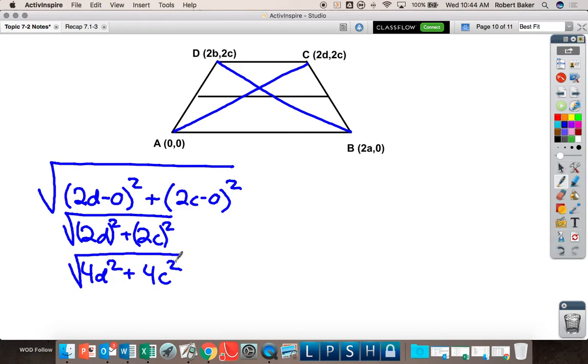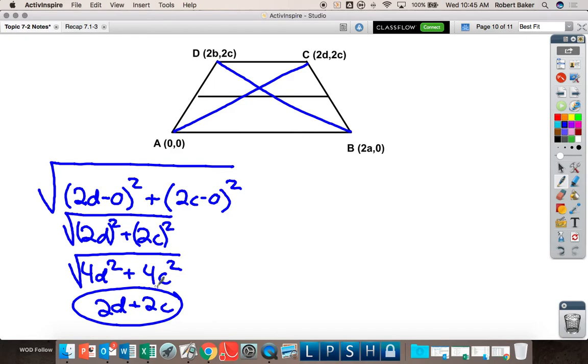So we just executed the squaring part. Now what is the square root of 4? 2. The square root of d squared. So I'm just doing this by pieces. The square root of 4 is 2. The square root of d squared is d. The square root of 4 is 2. The square root of c squared is c. So the distance from A to C is 2d plus 2c. What if it's not a perfect square? Then you could probably stop right here and leave it there.